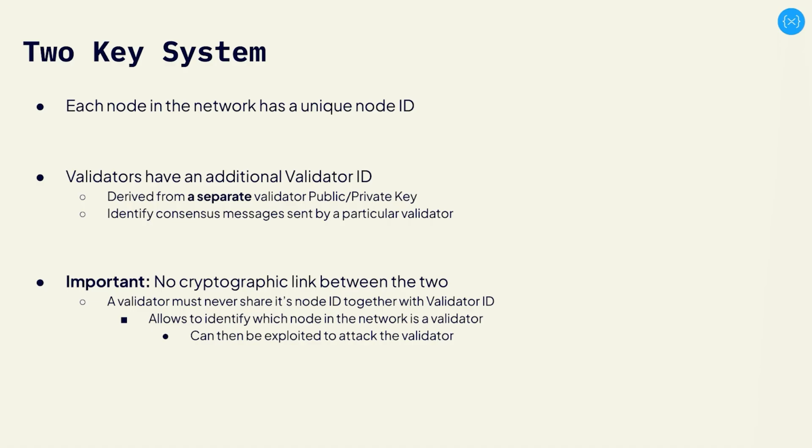Users or operators that are running validators should take great care to never expose their node identity and validator identity together. It is okay to share your node ID. In fact, every time your server connects to another server, it will share its node ID. And every time your validator emits a validation message, a consensus message, it will emit its validator ID. But it's very important that the peers you are connected to do not know that your server is a validator.